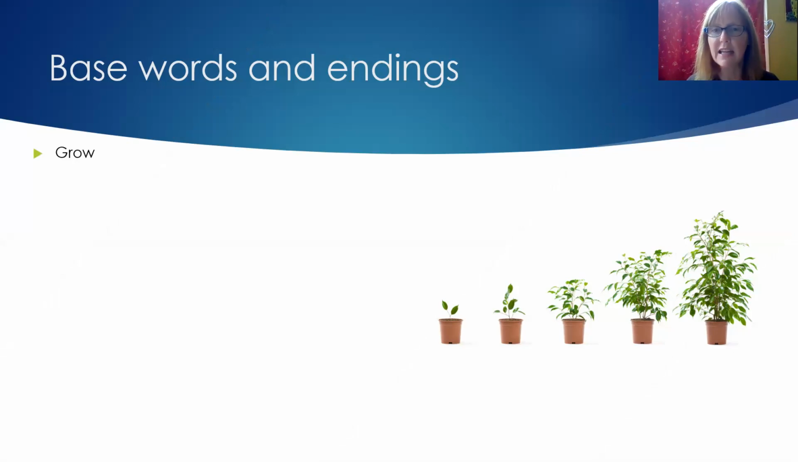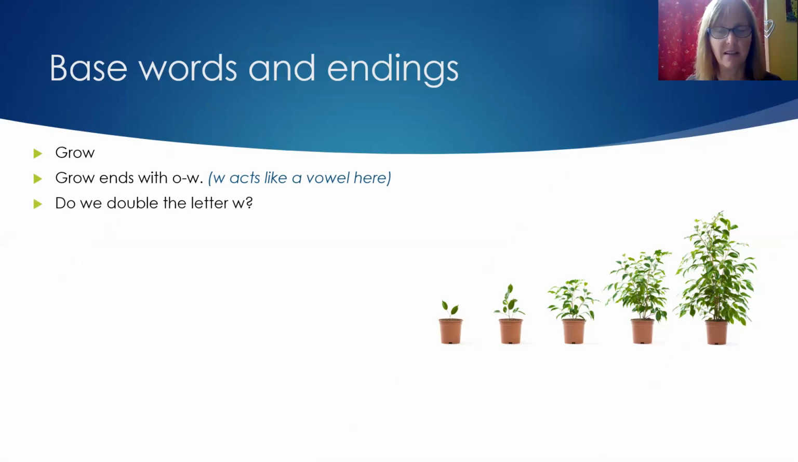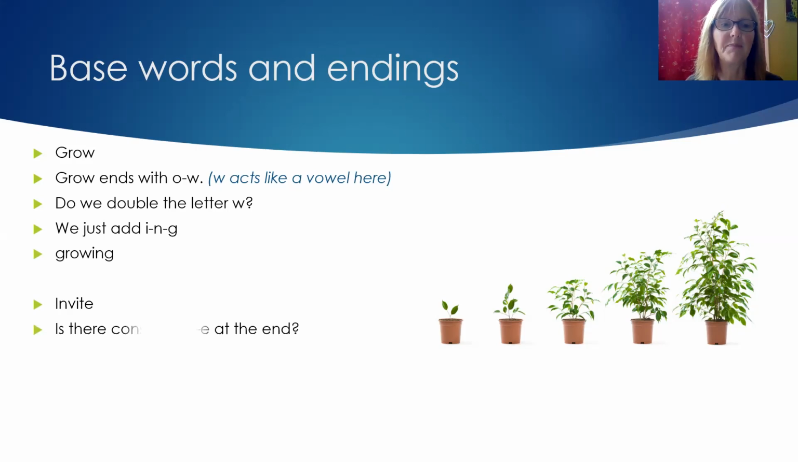Here's the word grow. Now, OW is similar to AY in that the W is acting like a vowel. So we're never going to double the W at the end of a word with an OW sound or an AW spelling. Grow ends with that OW. W is acting like a vowel. Do we double the W? No, we don't. We just add the ING. Growing, just like this plant. This plant is growing.